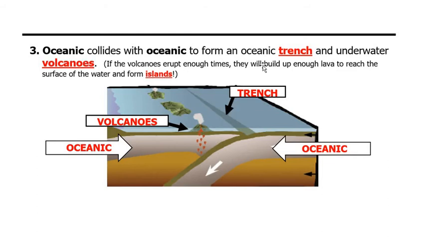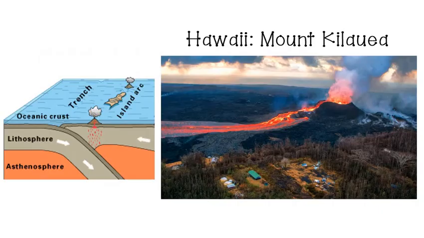So as I mentioned here in your notes, when the oceanic crust collides with the oceanic, it forms this ocean trench, and then it forms volcanoes that start underneath the water. But as they continue to erupt, every time a volcano erupts, it adds new rock. Usually, it adds new rock that hardens and cools and makes the volcano taller. And so eventually, they will break above the surface of the water and form islands. Probably the best known example of that would be the islands of Hawaii.